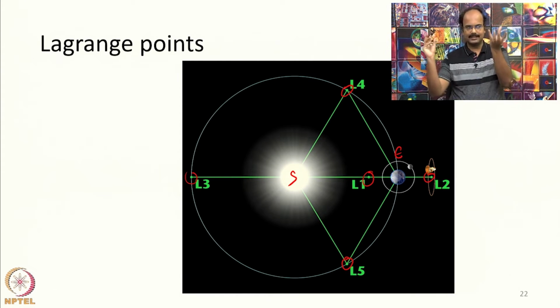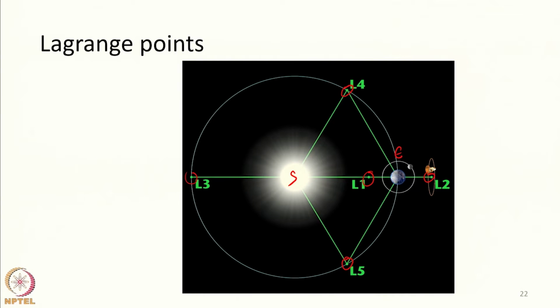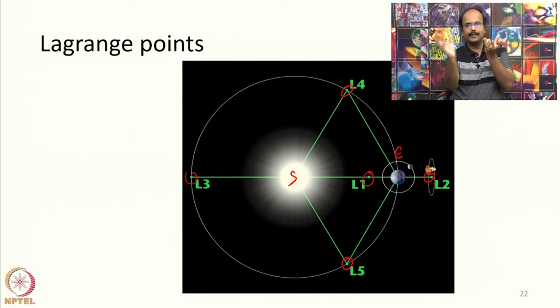Say the Sun is here, the Earth is here, and both of them are moving. Those 5 points labeled here as L1, L2, L3, L4 and L5 will also move with them. Such points are called Lagrange points. There is a detailed physical explanation of why these points are there, and we are not going to discuss it in detail, but the one thing I want to mention is that this is because of the combined gravitational effect of two bodies.